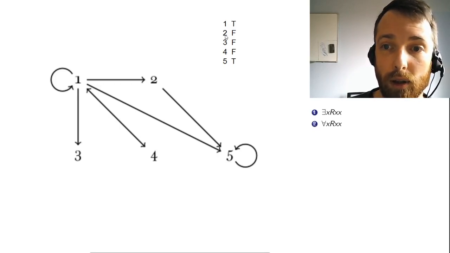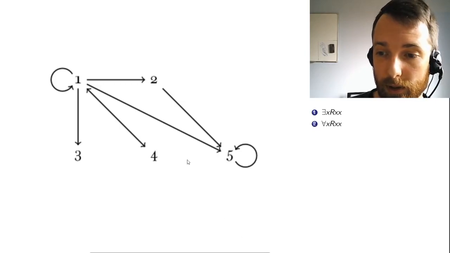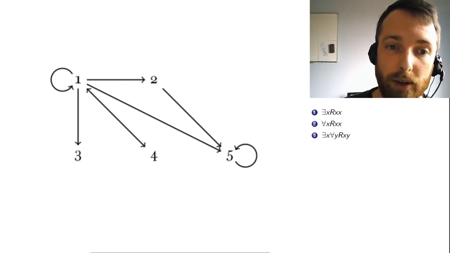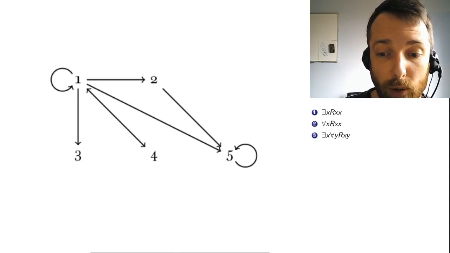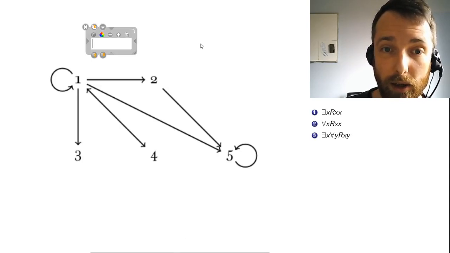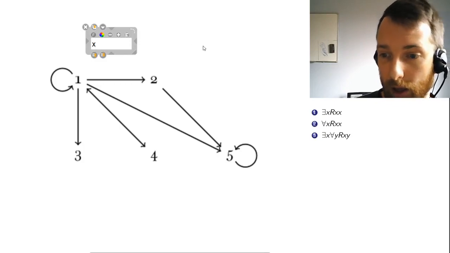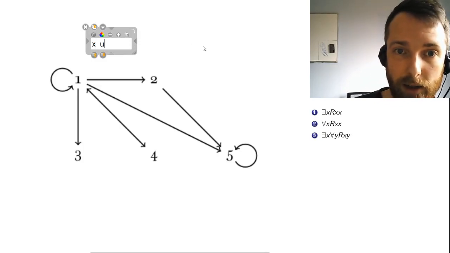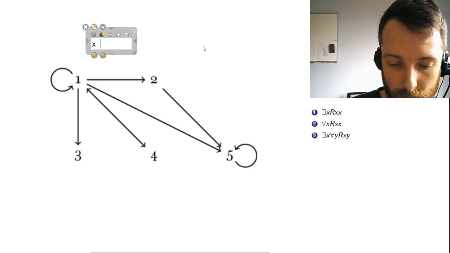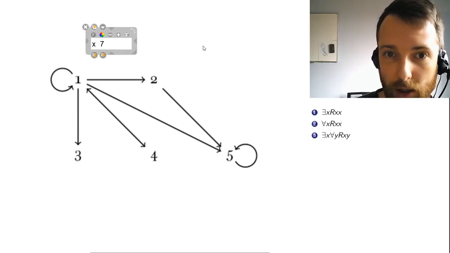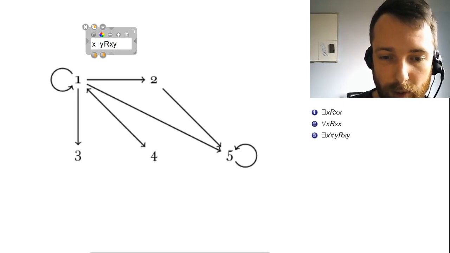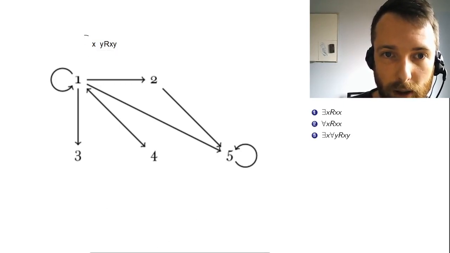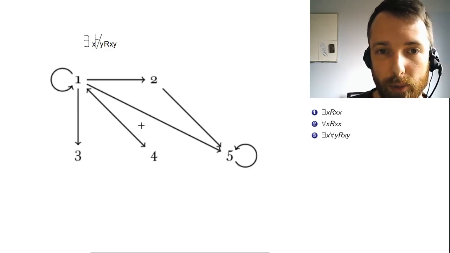All right, let's do a different sentence. Let's take a look at number 3. Now we've got multiple quantifiers, so things are getting extra complicated. So we have existential quantifier x, universal quantifier y, Rxy. Let me draw in the quantifiers. So existential x, universal y, Rxy.